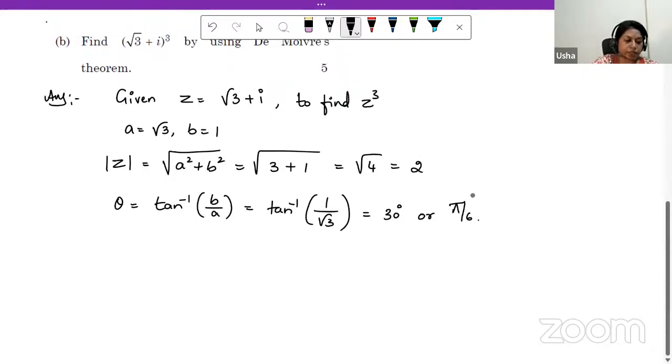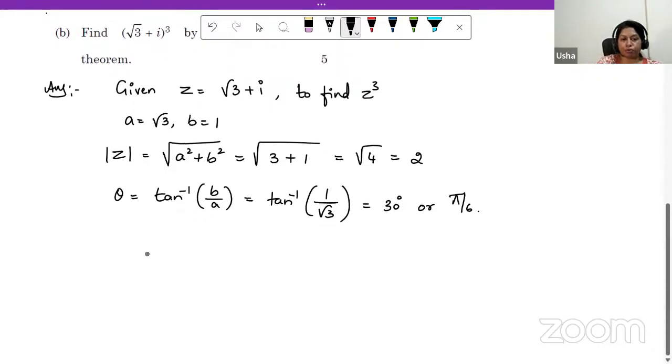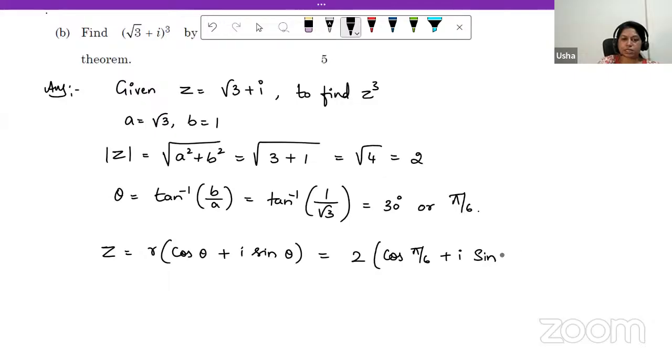Now we have z and theta. Now let us write it in the form of z equal to r into cos theta plus i sin theta. What is r? The r value is 2, so z is 2 into cos pi by 6 plus i sin pi by 6. This is the trigonometric form of writing z. The same z only we are expressing in this form.